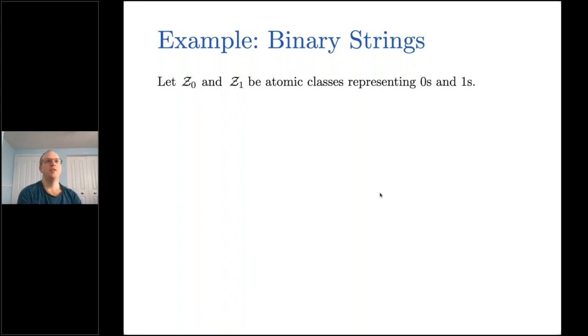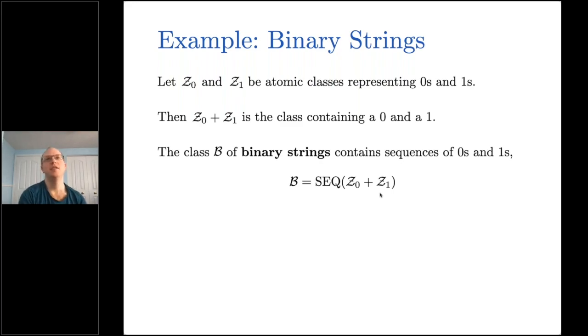So what I'm going to do is start by having 2 atomic classes. Now the atomic class is just script Z. Sometimes we put little labels at the bottom just to remind ourselves what they're actually encoding. So here I'll say Z0 and Z1 will be the atomic classes that represent zeros and ones. Then if I take Z0 plus Z1, this is the union of these atoms. So this will be the class that contains a 0 and a 1.